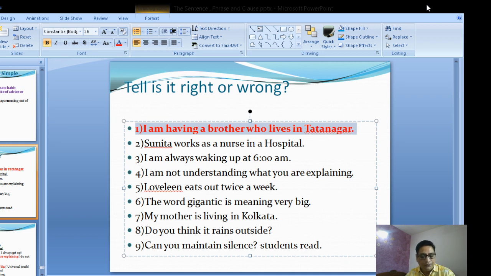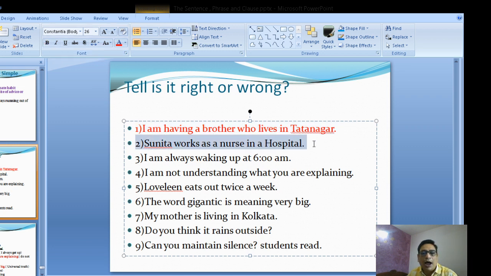Alright, Kshitij Vaidya has come up with the answer. The right answer is, it's a wrong sentence, because I'm talking about a general truth. So I have a brother who lives in Tatanagar. I have to say, I have a brother who lives in Tatanagar. That is the first sentence. Now let's convert that into normal and highlight the second one.